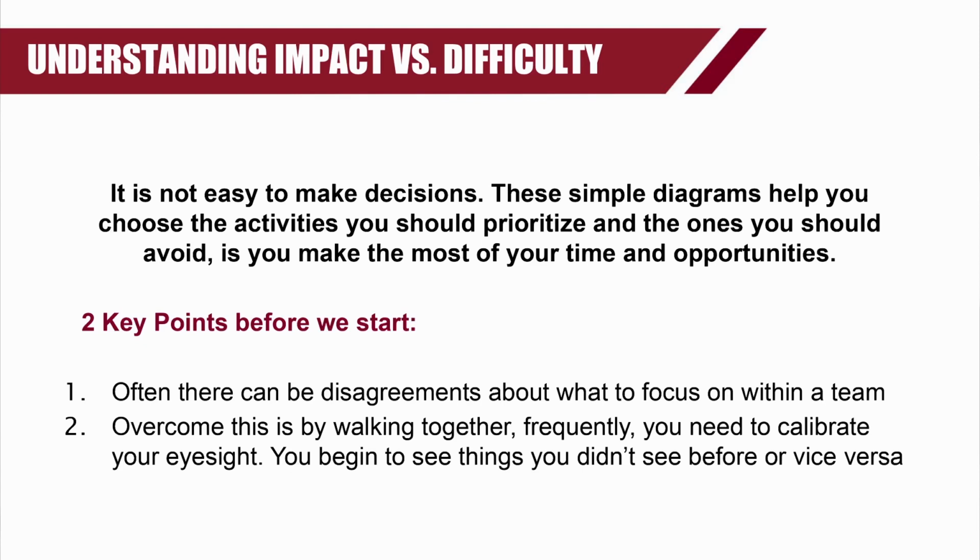So understanding impact versus difficulty. It's not easy to make decisions. It seems like a simple statement, but simple diagrams help you choose the activities you should prioritize and the ones you should avoid. And it's to make the most of your opportunities. So a lot of words there, but basically what it comes back to is it's aligning people. What are the opportunities? What are the things that we should focus on? And what are the most important things that we should focus on?